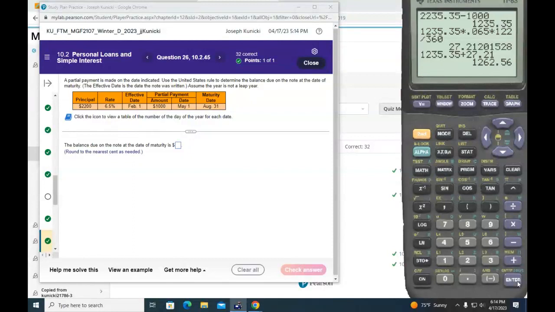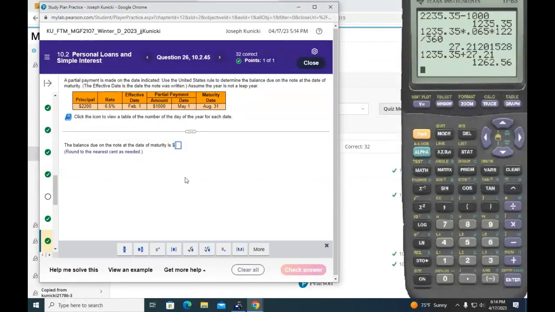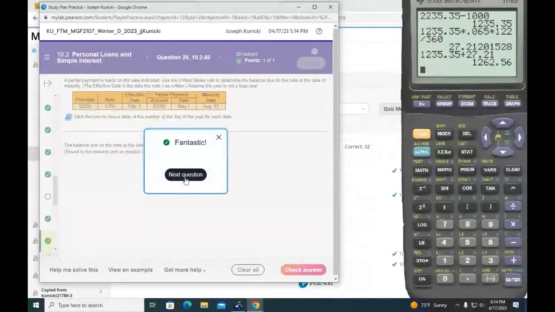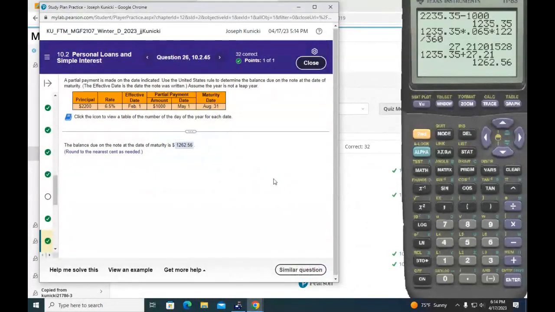So guess what? The 62.56 is the total amount of interest, the finance charge that I accrued, because I paid 1,000 and now I'm paying 1,200. My 2,200 was paid back in 2 installments, but I had to pay the 62.56 interest. So 1262.56. Do you need more details on that, or can you see what I did? I can see what you did.